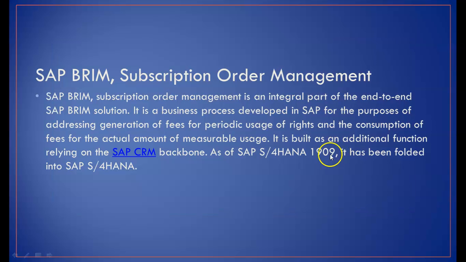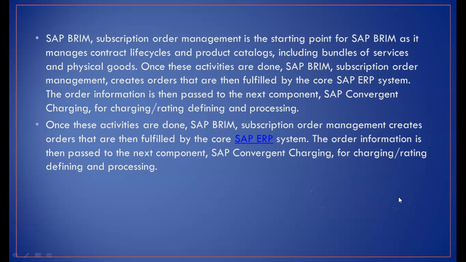Now, SAP BRIM Subscription Order Management. SAP BRIM Subscription Order Management is an integrated part of the end-to-end SAP BRIM solution. It is a business process developed in SAP for addressing the generation of fees for periodic usage of rights and the consumption of fees for the actual amount of measurable usage. It is built as an additional function relying on the SAP CRM backbone. As of S4 HANA 1909, it has been folded into S4 HANA.